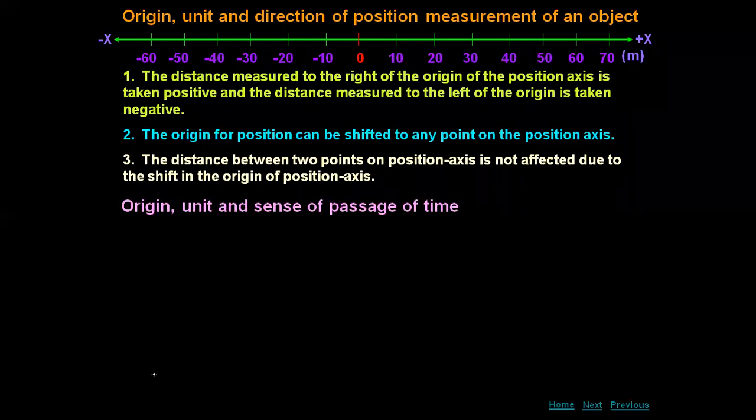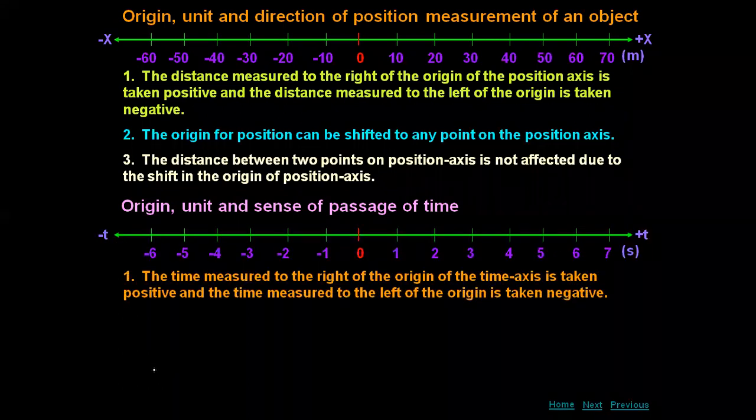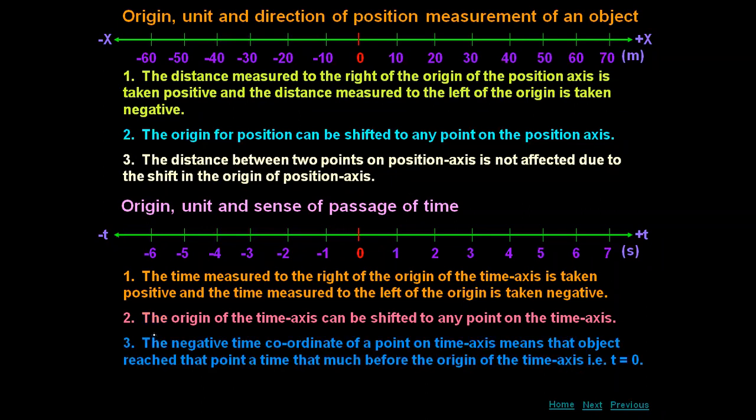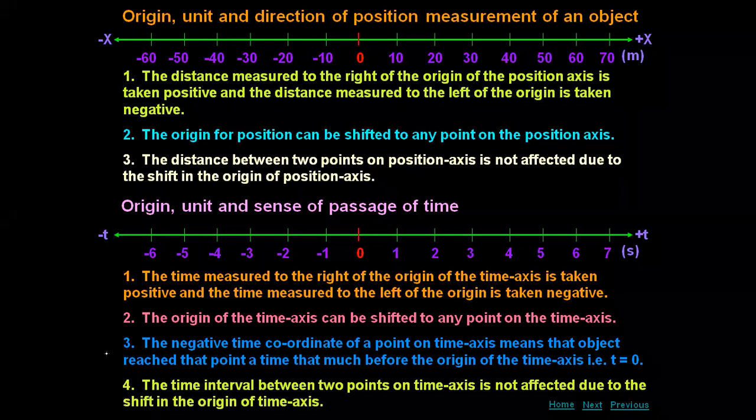Origin, unit, and sense of passage of time. So we include time also. This is the position axis and this is the time axis. The time is measured the same as in the previous case of position. The direction to the right is taken as positive, and to the left as negative. The origin of the time axis can be shifted to any point, like the origin of the position axis. So you can take the screenshot.